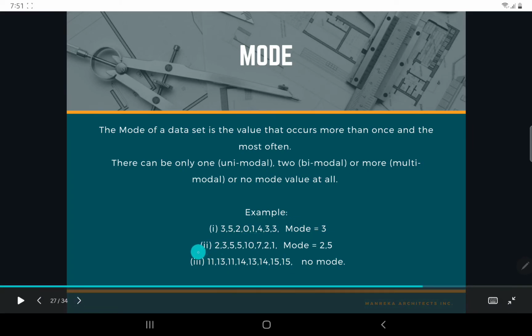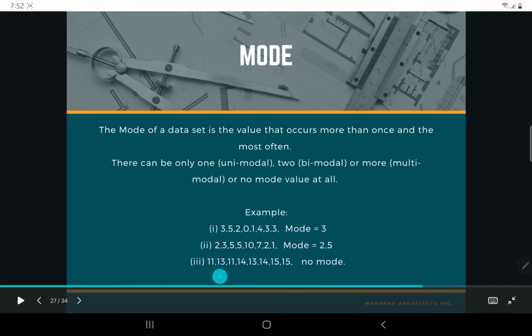Okay, example 2. Here our mode is 2 and 5, because 2 occurs 2 times and 5 occurs 2 times. 2 dengan 5 ni berlaku paling banyak lah dan sama 2 kali. Okay, yang ni no mode.